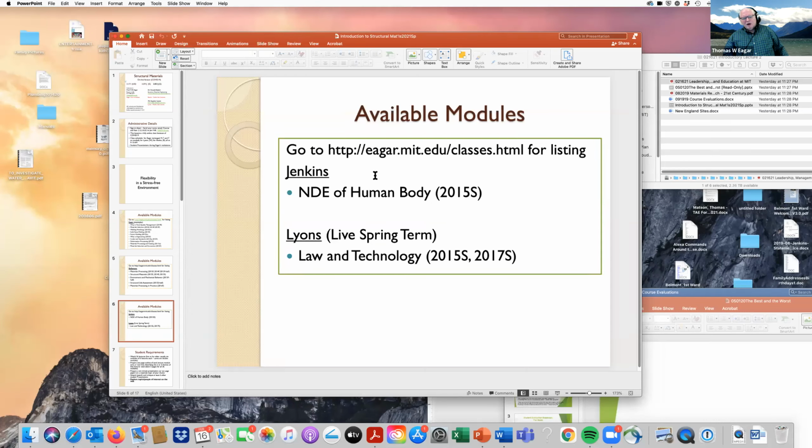Another person is Dr. Neil Jenkins. Neil was one of my students. He was an MIT freshman, went all the way through with his PhD in welding fume, working at Harvard School of Public Health. He then went on to get an MD. It's a long story, but the last time I was on sabbatical, he actually volunteered to teach a module on NDE of the human body.